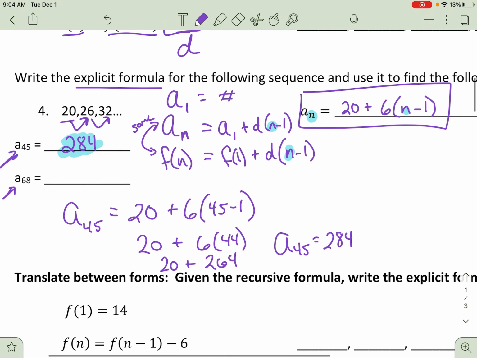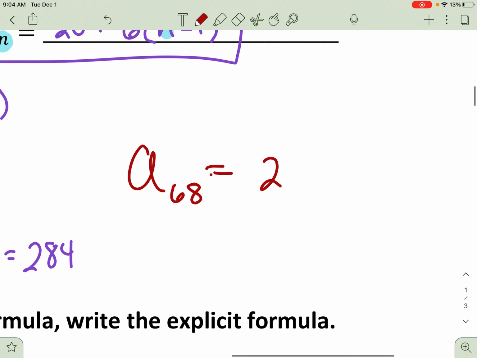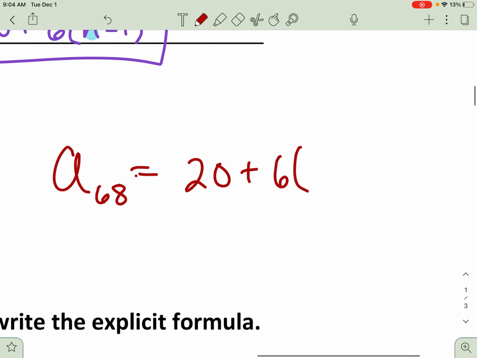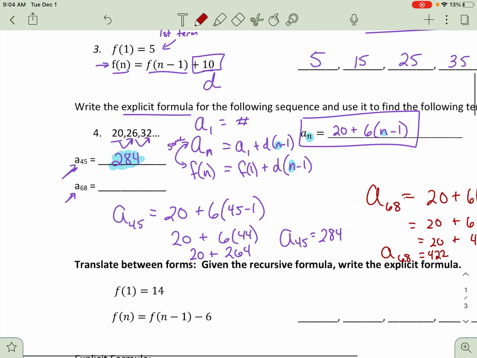Okay, and then a of 68, you do the same way. Sub in 68, it equals 20, goes up 6, but now we're looking for the 68th term in the sequence. So 6 times 67 is 402. So this is 422. Okay, so that's what that one is.